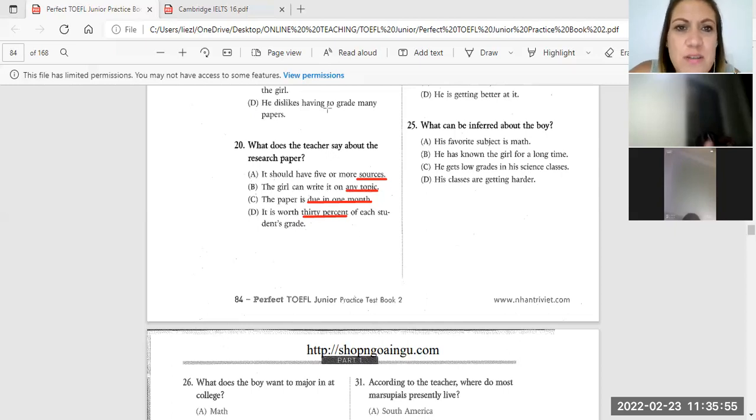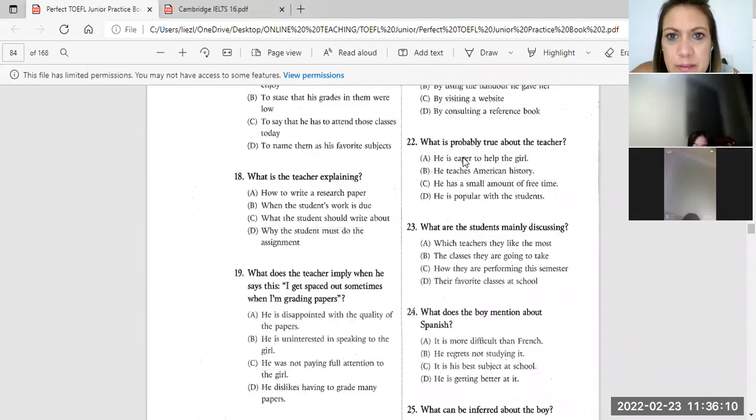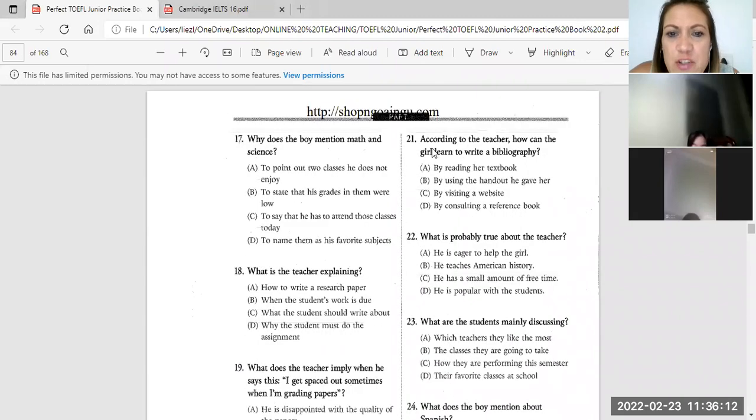Okay, what do you think the answer is here, I see? A. Yes, it is A. Good, I see. Well done. Okay, let's go up. Okay, let's read number 21. Can you read number 21 for me, I see?